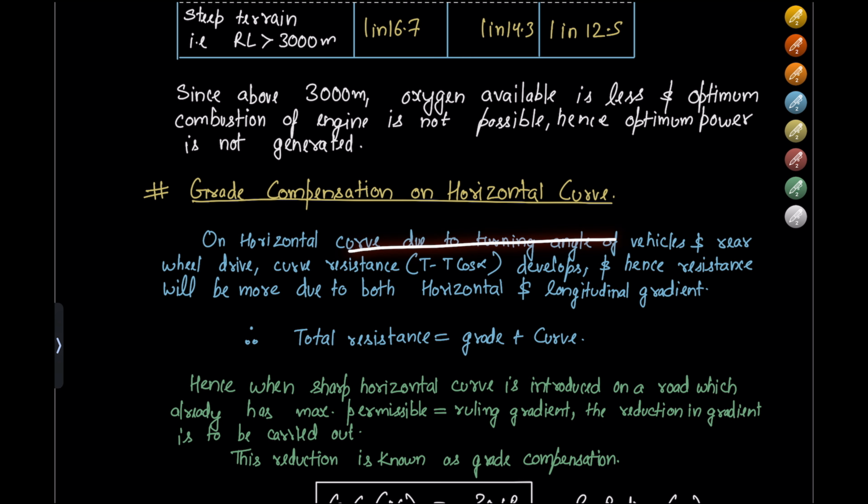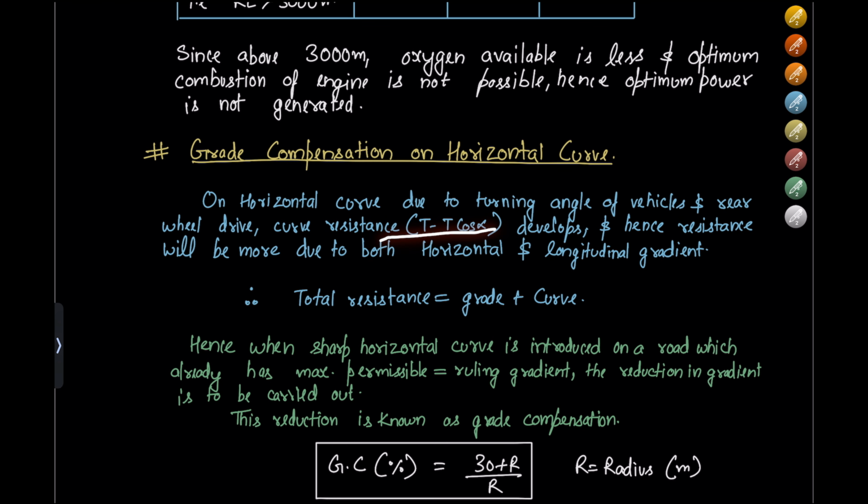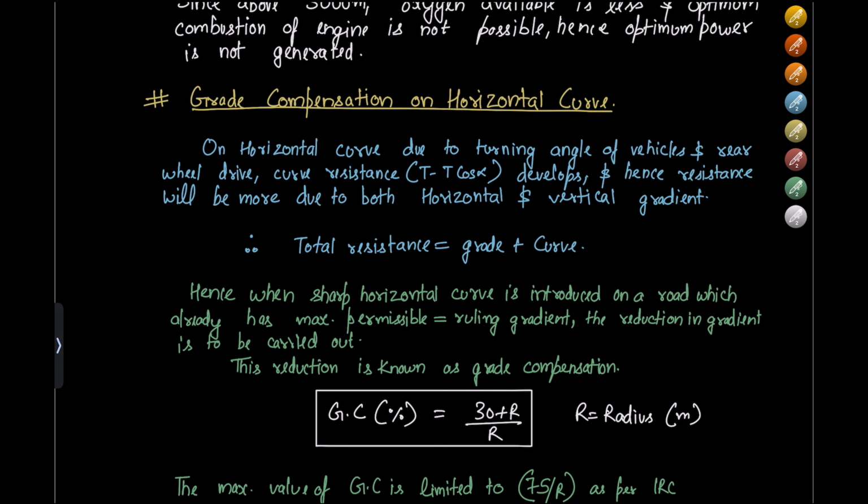On horizontal curve, due to turning angle of vehicle and rear wheel drive, curve resistance is there, that is equal to T minus T cos alpha, and hence resistance is more due to the horizontal as well as longitudinal gradient, or we can say this has to be changed to vertical gradient, right? Therefore total resistance is equal to grade as well as curve. Hence when sharp horizontal curve is introduced on a road which already has the maximum permissible ruling gradient, the reduction in gradient is to be carried out.